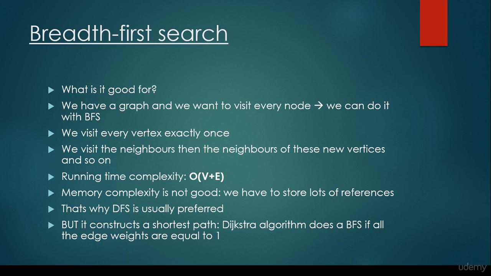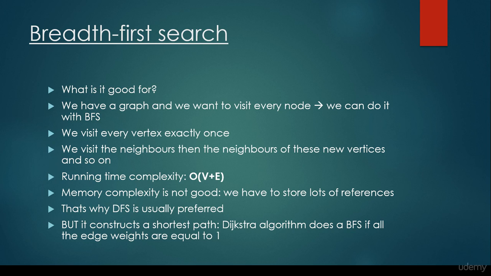The running time complexity is linear in the sense that it's going to be O(V+E), where V denotes the number of vertices or nodes in the graph, and E denotes the number of edges in the graph. Because we visit every vertex exactly once, of course it's going to be linear as far as the number of vertices is concerned. The memory complexity is not that good because we have to store lots of references or pointers in a queue abstract data type. So that's why depth-first search or DFS is usually preferred.